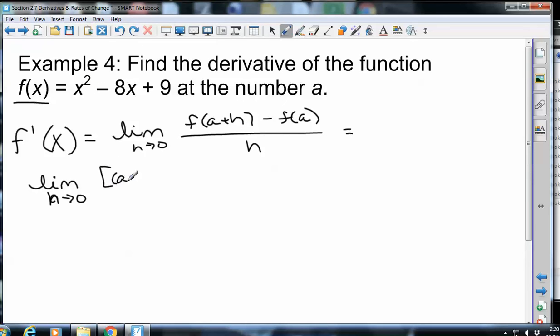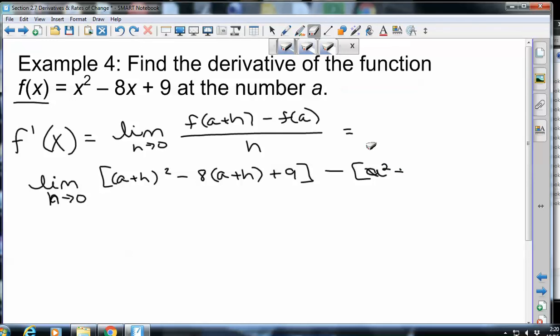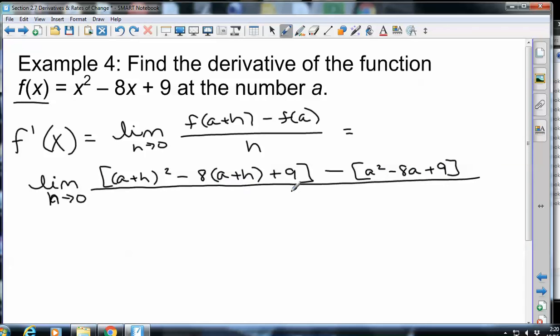Okay, so if I plug this in for my x, we would have a plus h squared minus 8 times a plus h plus 9, minus f of a. So you go to this equation, you plug in an a, so you get a squared minus 8a plus 9, all over h.